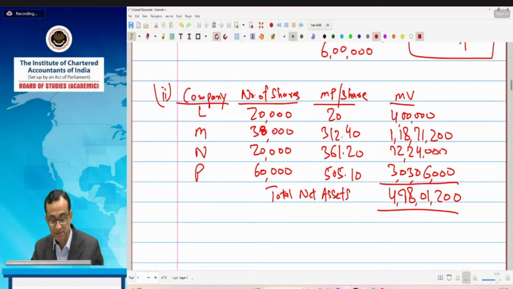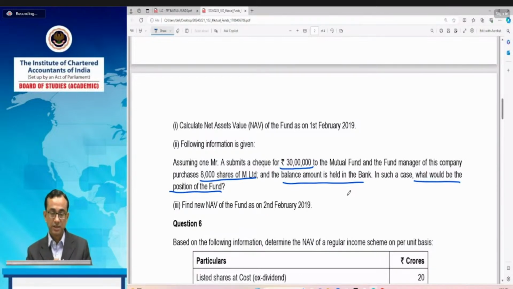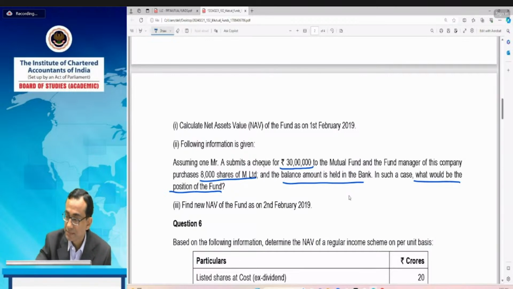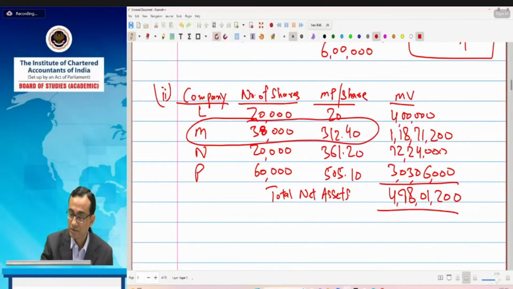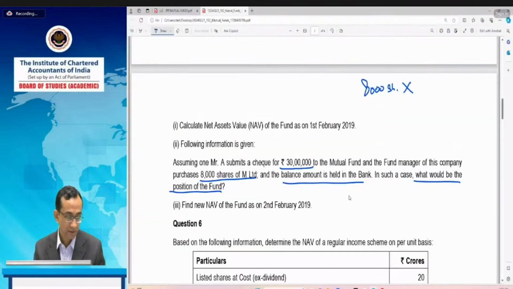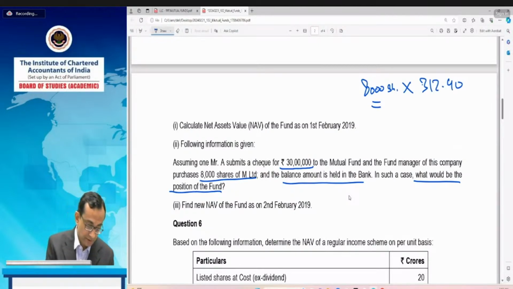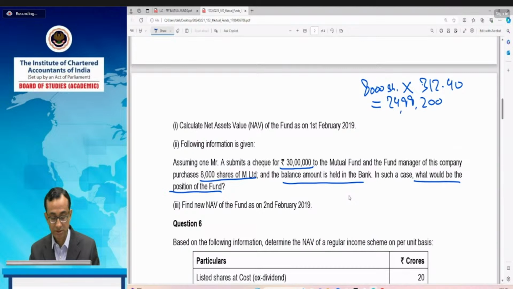But there will be some cash also, as it has been told in the question that out of 30 lakh, it has invested in 8,000 shares of M Limited and the rest of the amount in a bank account. So you have to calculate this aspect also. Let us calculate in this cell: the investment is 8,000 shares multiplied by 312.4, the price of M company shares. 8,000 into 312.4 is 24 lakh 99,200.